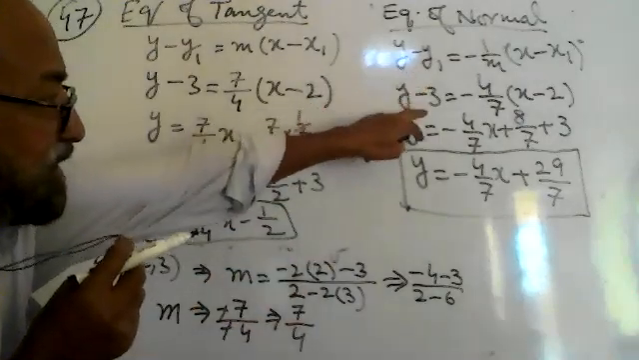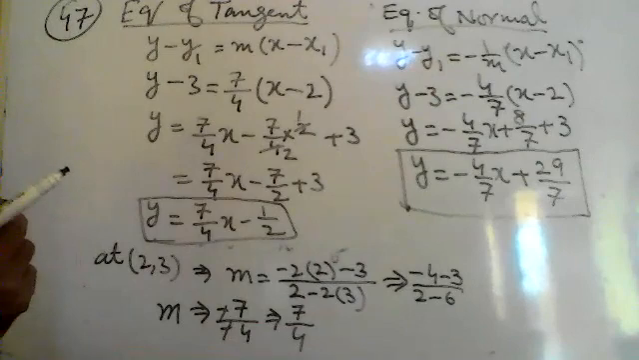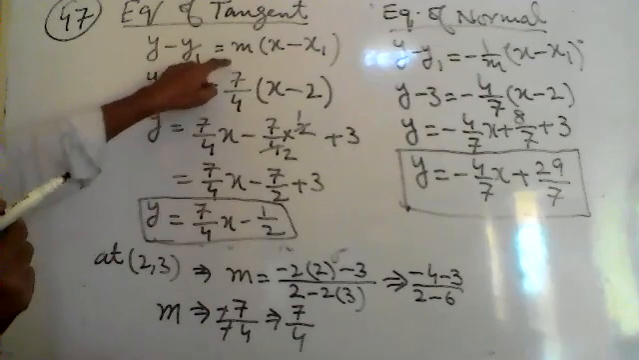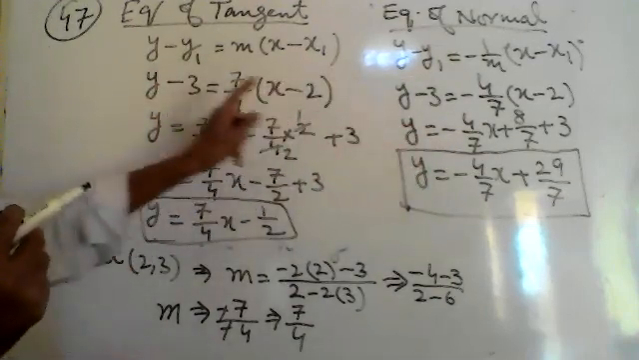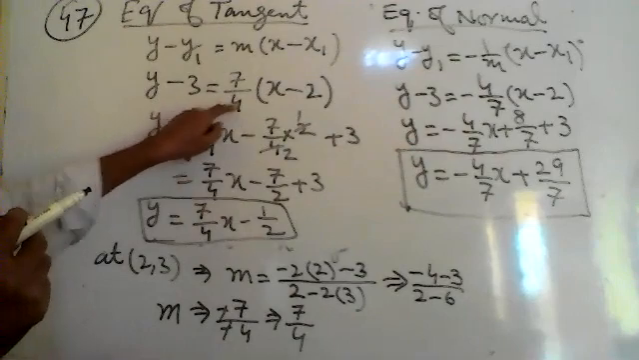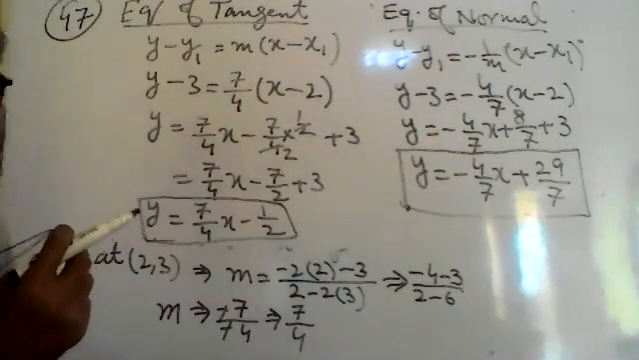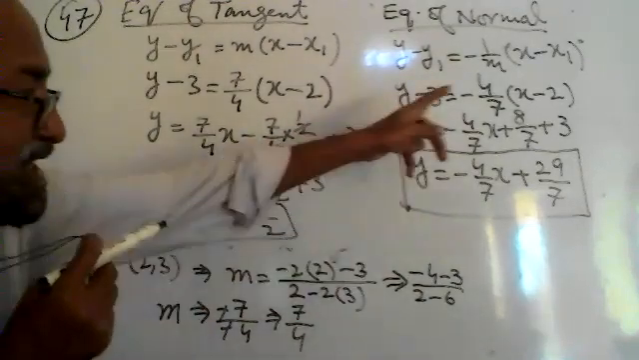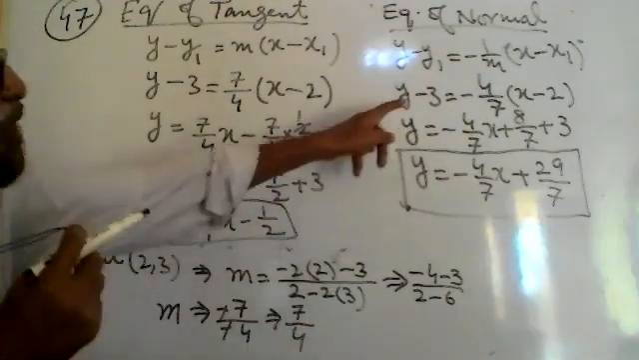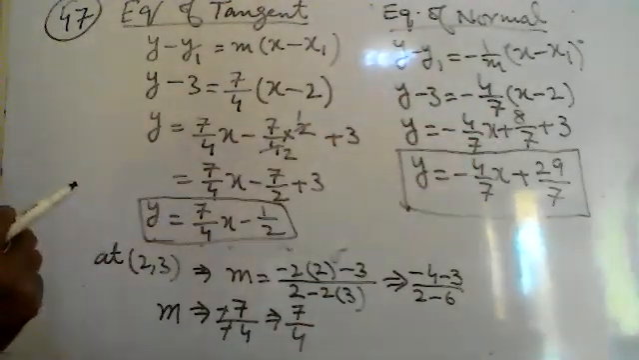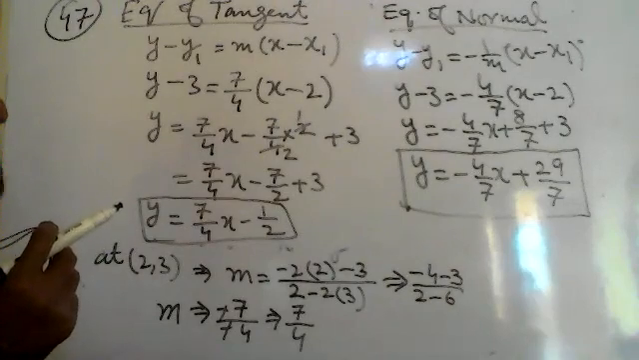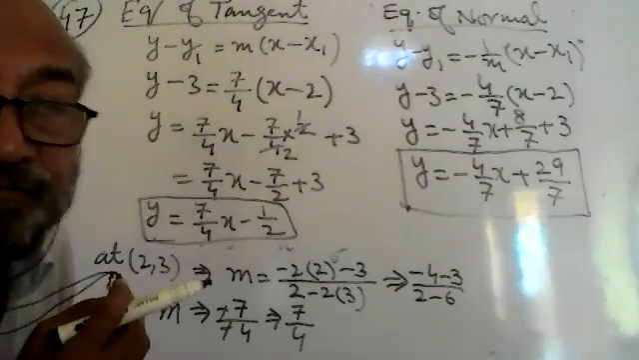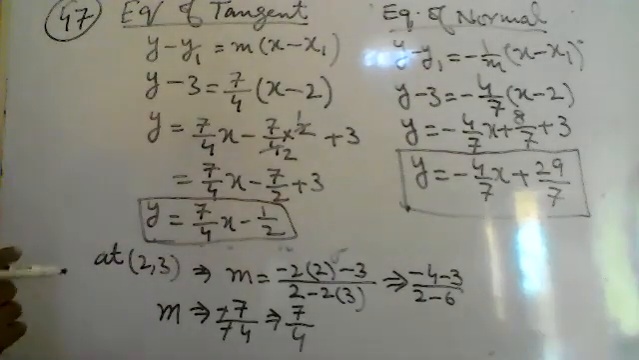So y minus 3 is equal to minus 4 upon 7 into x minus 2. Only this is y minus 3, 7 upon 4, this is minus 4 upon 7, opposite sign and the reciprocal. And this is as it is, x minus 2. Open it. Y minus 3 is equal to minus 4 upon 7x, minus minus plus 8 upon 7. And minus 3 will be shifted on the other side, plus 3. So y will become minus 4 upon 7x plus 29 upon 7. This is the final answer. This is the equation of the normal.